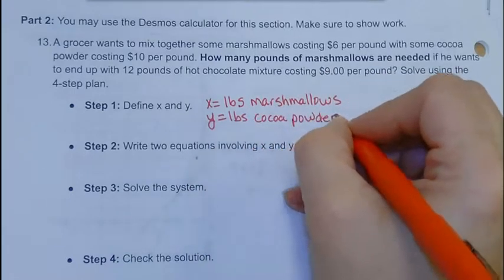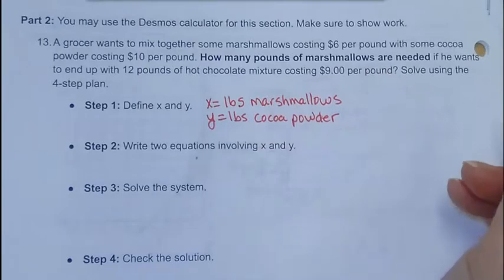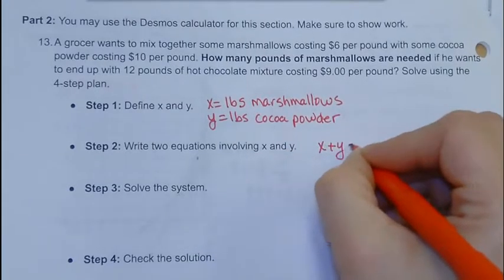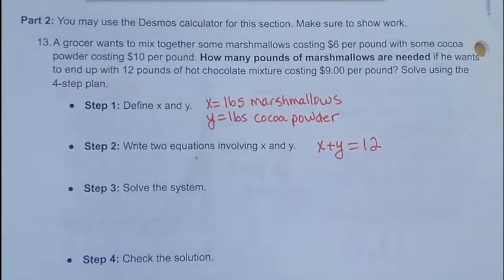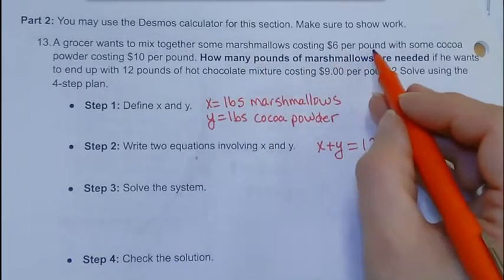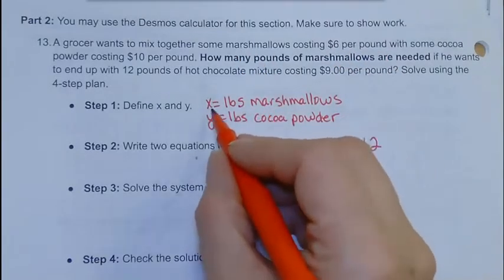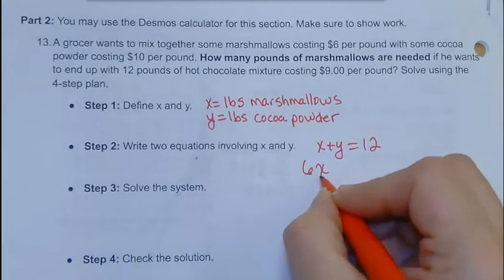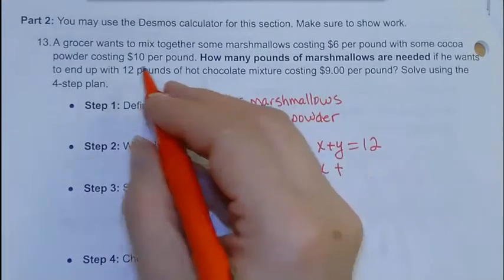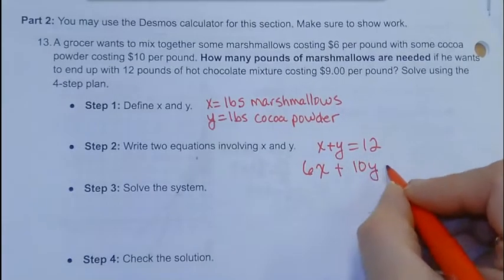Okay, one thing I know is that once I have my pounds purchased, I have to have 12 pounds of this mixture. So I know that x plus y equals 12. That one's super easy, I think easier than the next one. The next information I have is that the marshmallows are $6 a pound. So if my marshmallows are x, then $6 times the number of pounds of marshmallows is how much I spend on marshmallows. Cocoa powder is $10 per pound.